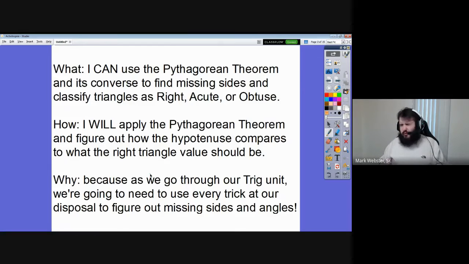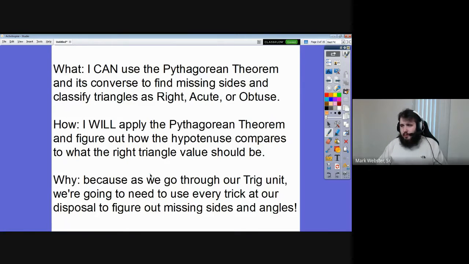So I'm sure for forever y'all have been talking about the Pythagorean theorem. We've even used it before in this class. The leg squared plus the other leg squared equals the hypotenuse squared. The sum of the squares of the legs equals the square of the hypotenuse.